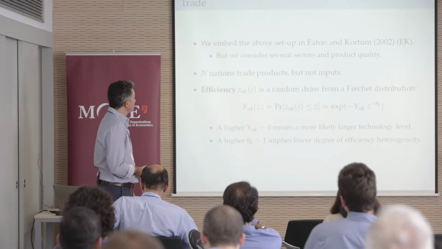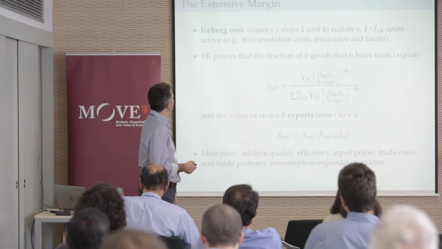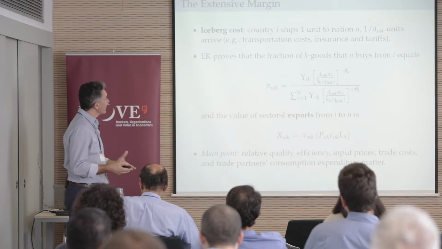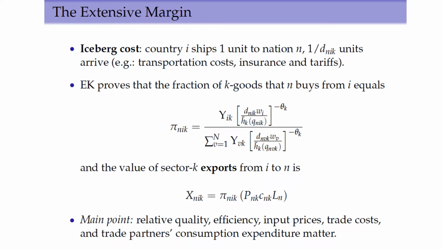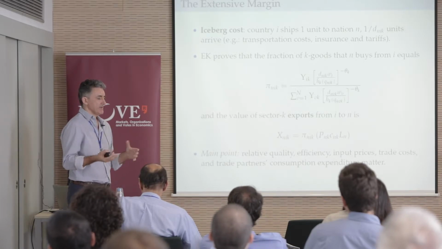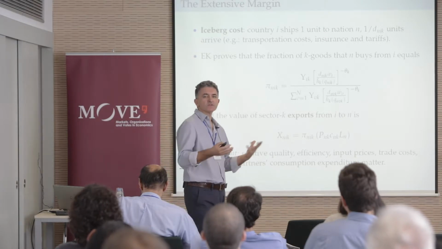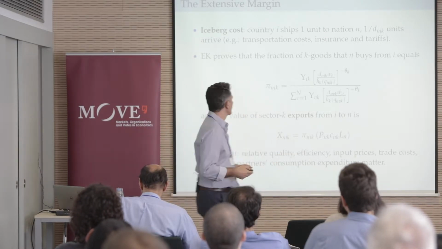All right, so once you do that, then following Eaton and Kortum, we show in the paper that introducing quality doesn't change things much. It's just that the relevant variable is not the price, but the price per unit of quality, and all the results hold.